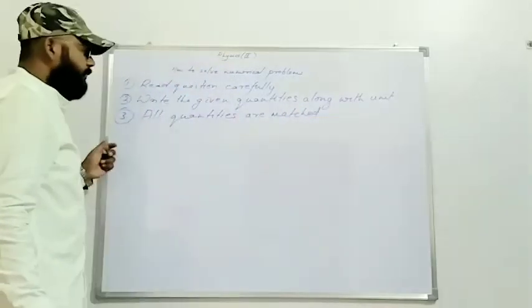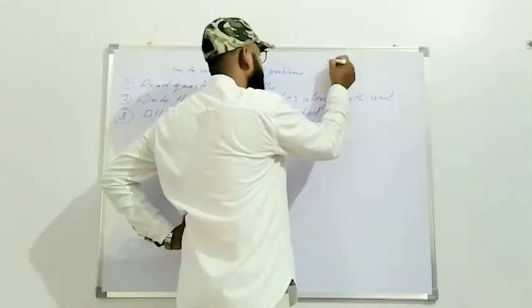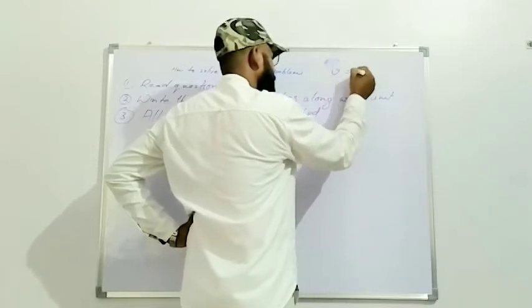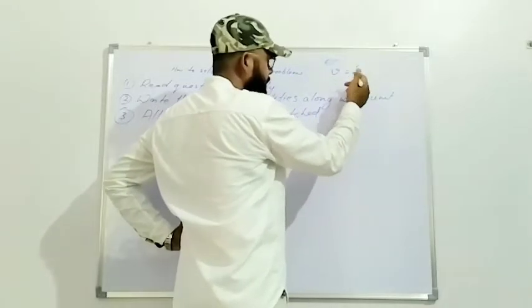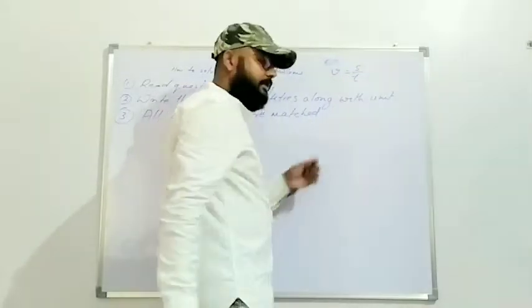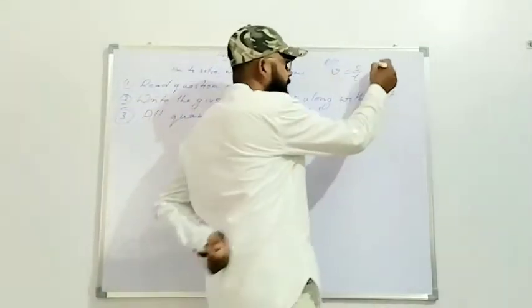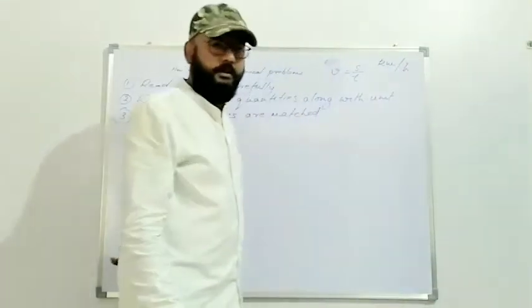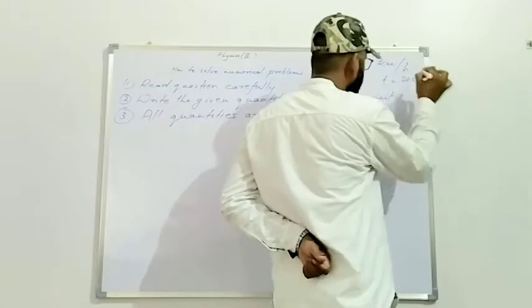Okay, suppose the quantities are not matched. Suppose any question is there. Suppose speed is equal to, displacement, sorry, speed is equal to distance upon time. If this is given, suppose here speed is given in kilometer per hour, okay, and here time is given in second.